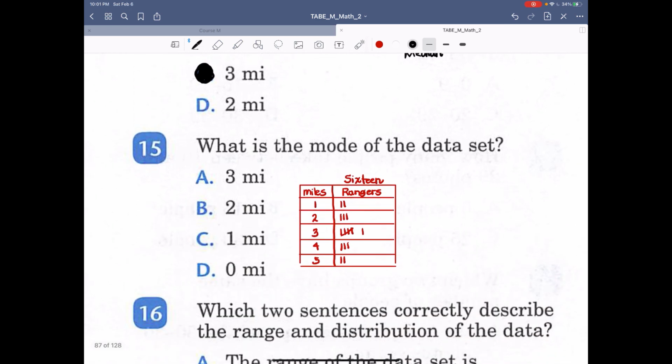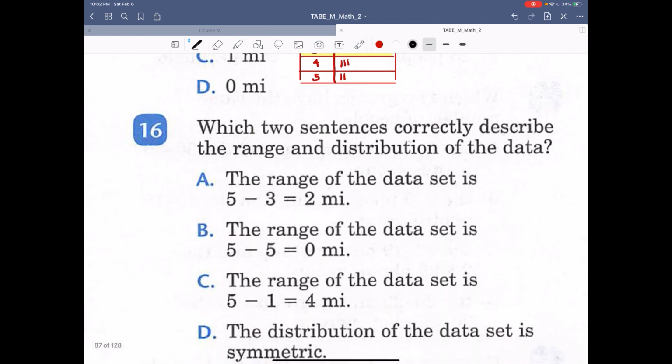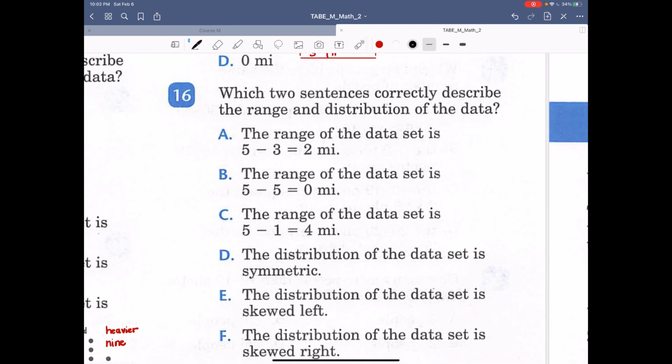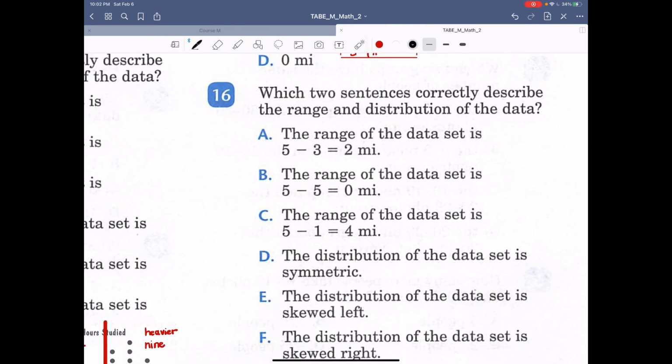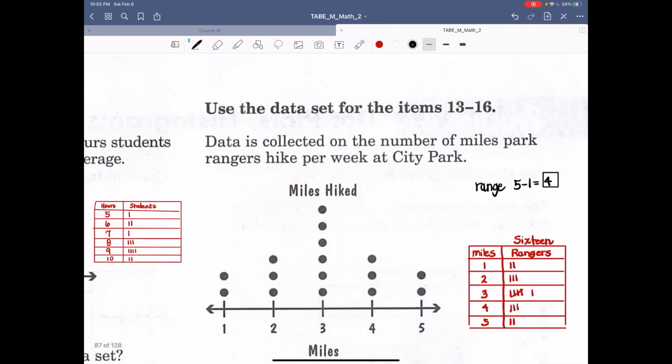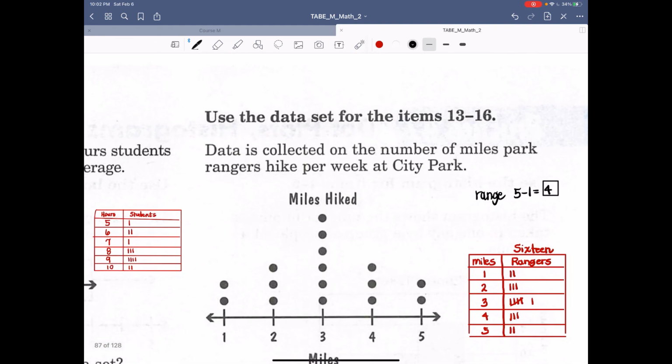The mode. If I can see this frequency table, I can tell you the mode. The one that occurs most often is the 3. There are 6 of those occurrences. So that is the mode. And then which 2 sentences correctly describe the range and distribution of the data? Okay, the range I found, remember it's 4.